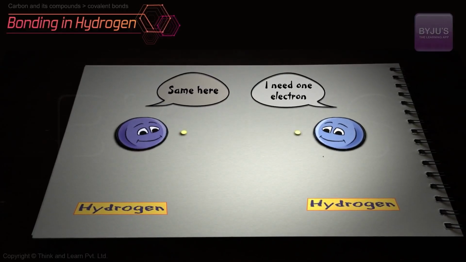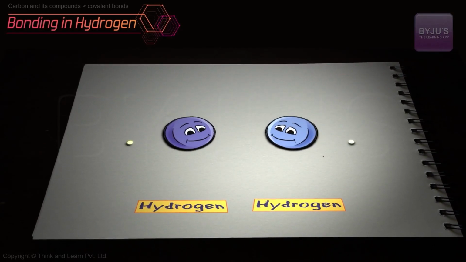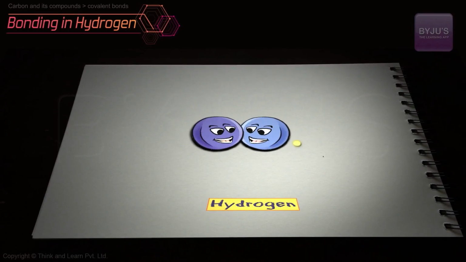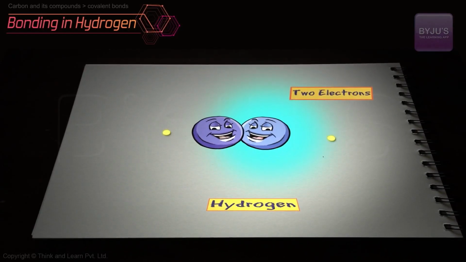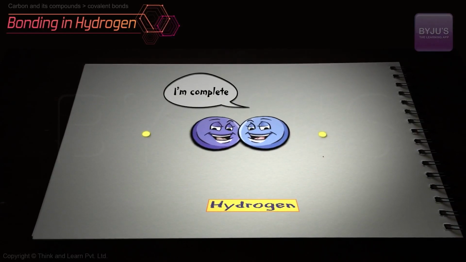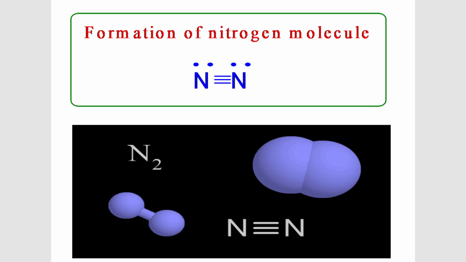Now, to be a stable molecule, it needs to complete its duplet state. Another hydrogen atom has one electron in its valence shell. These two hydrogen atoms share their electrons to form a stable molecule H2 by means of a covalent bond. This is an example of non-polar covalent bond. Another example is the formation of nitrogen molecule.